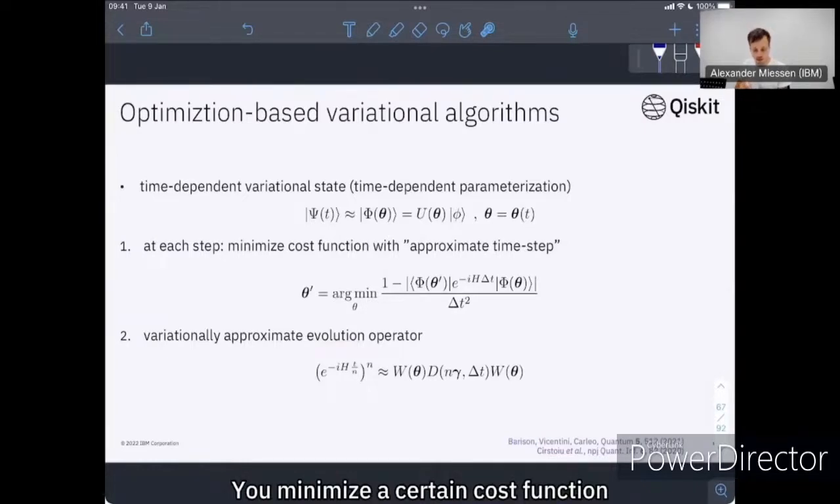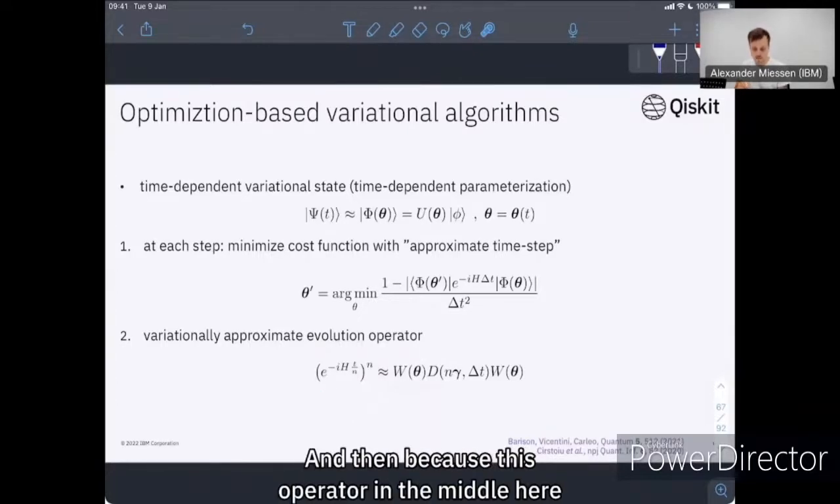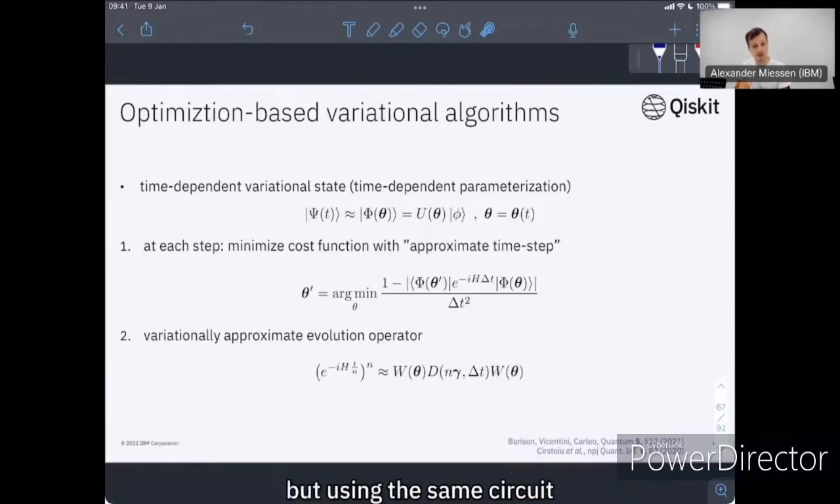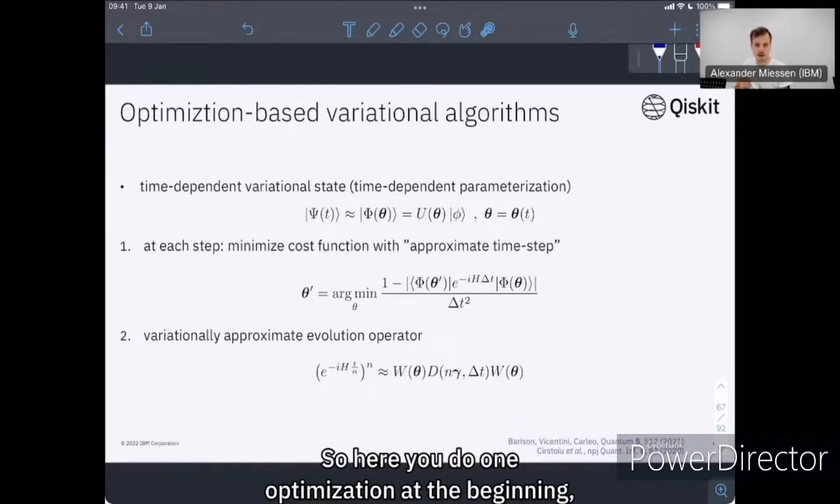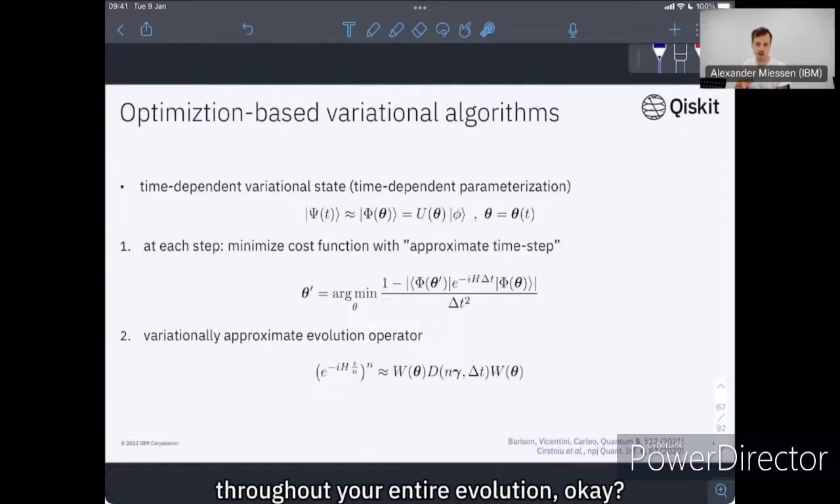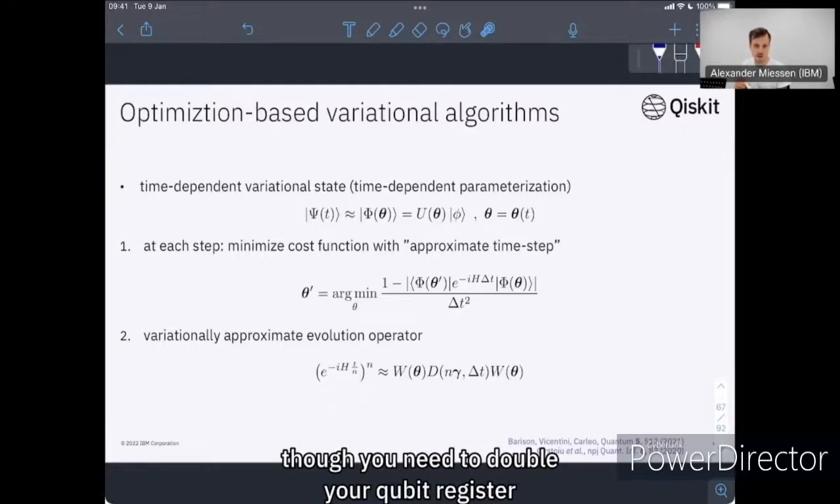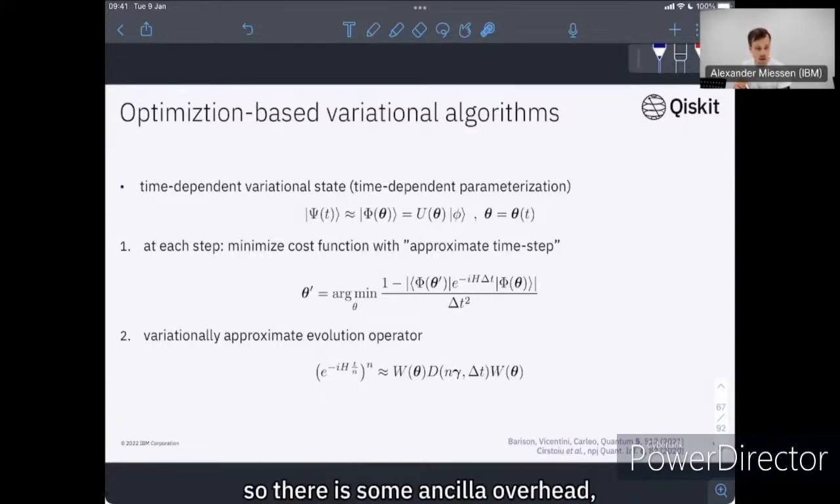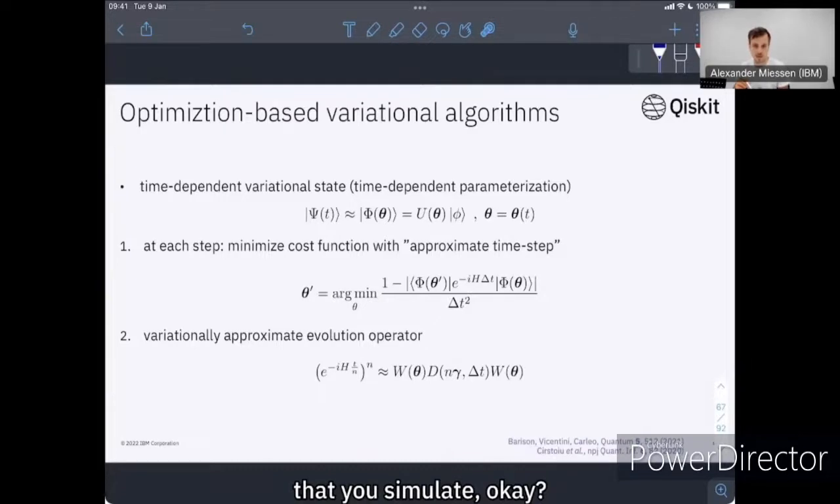You minimize a certain cost function to obtain the best parameters here, closely resembling this product formula here. And then because this operator in the middle here is diagonal, you can essentially use the same parameters and just do a different number of time steps, but using the same circuit to get your evolution at every time step, okay? So here you do one optimization at the beginning, and then you use the same optimized parameters throughout your entire evolution, okay? In particular, for this variational fast forwarding, though, you need to double your qubit register, so there is some ancilla overhead, which can be considerable depending on the system size that you simulate, okay?